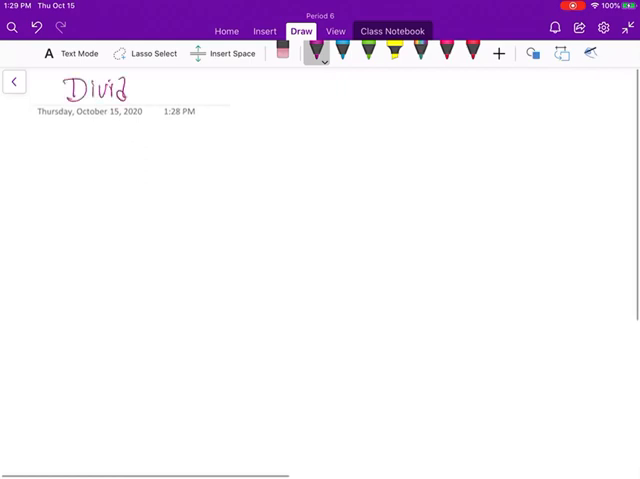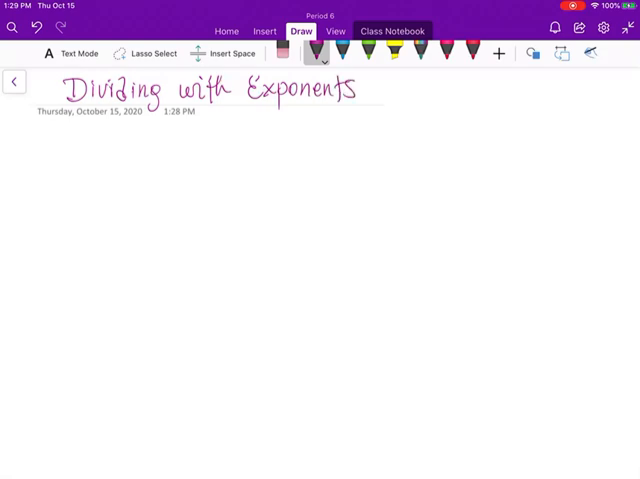So dividing, let's write it in the notes please, dividing with exponents. All right, dividing with exponents. So you already know what is a base, what's the exponent, the meaning of the power. The number repeats by itself as many times as the exponent says.